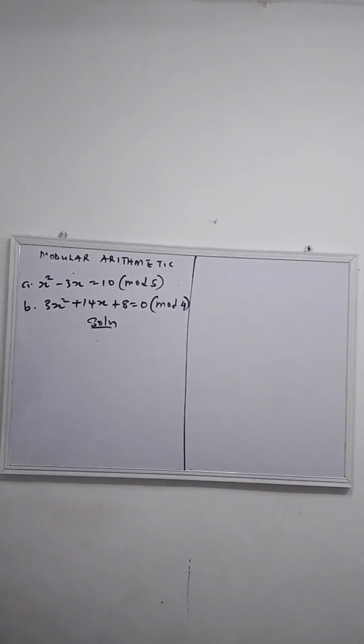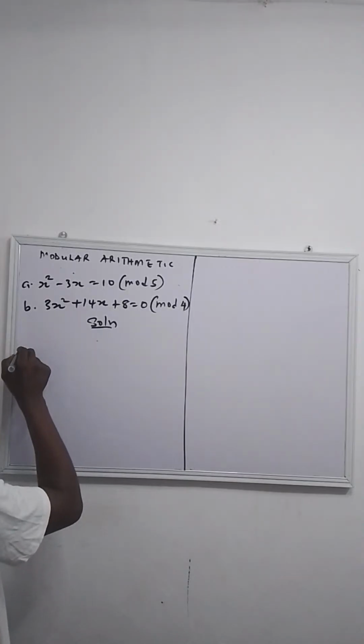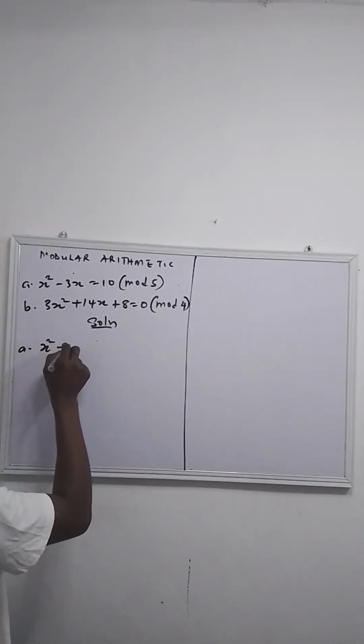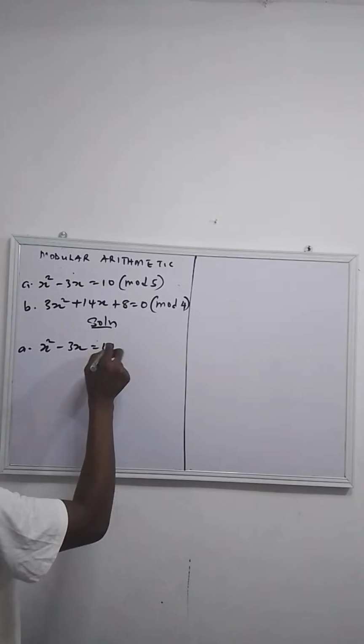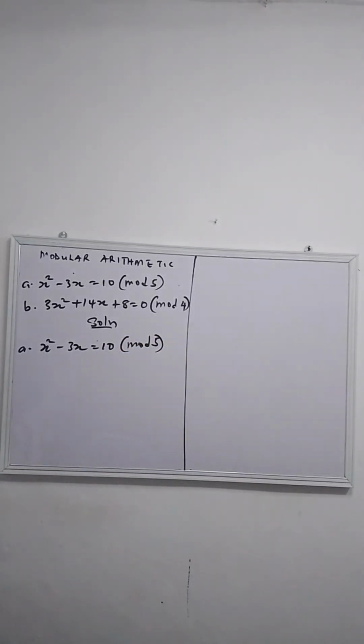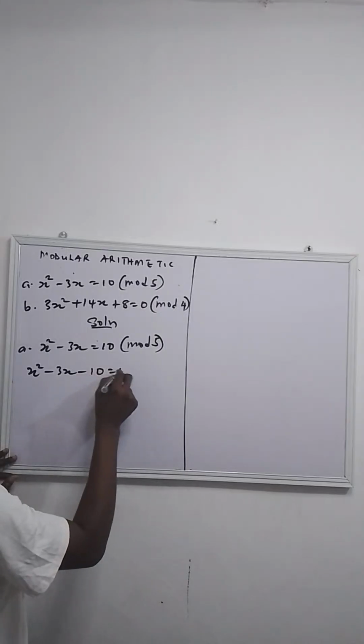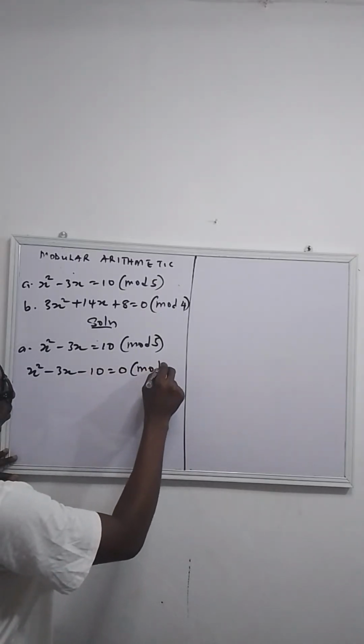Okay, so this is a quadratic modular equation. So how do we solve this? Now let's look at the first one. We have to solve the following. So we have x squared minus 3x equals 10 mod 5. Right? So we move this 10 to this side. We have x squared minus 3x minus 10 equals 0 mod 5.